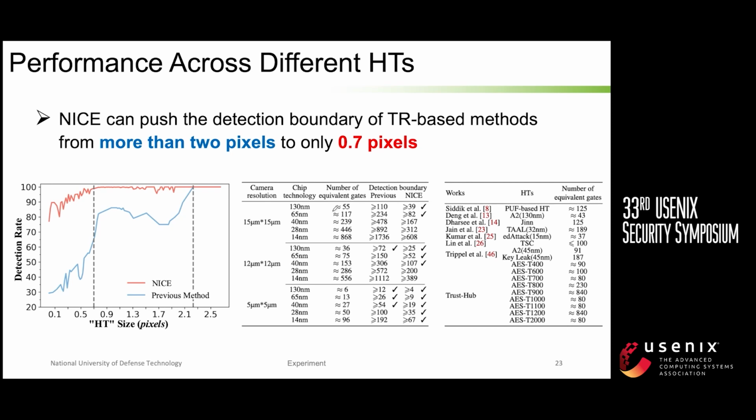The results show that NICE can push the detection boundary of TR-based methods from more than 2 pixels to only 0.7 pixels. Considering the capabilities of thermal cameras and the size of existing HTs, NICE enhances thermal camera capabilities, covering recent HT designs. So, for instance, while previous methods needed a 12 micrometer thermal camera to detect HTs under a 130 nanometer process, NICE can cover those HTs with a 15 micrometer thermal camera. This means that NICE enables a more flexible and cost-effective selection of thermal cameras for TR-based methods without having to rely solely on more advanced equipment.